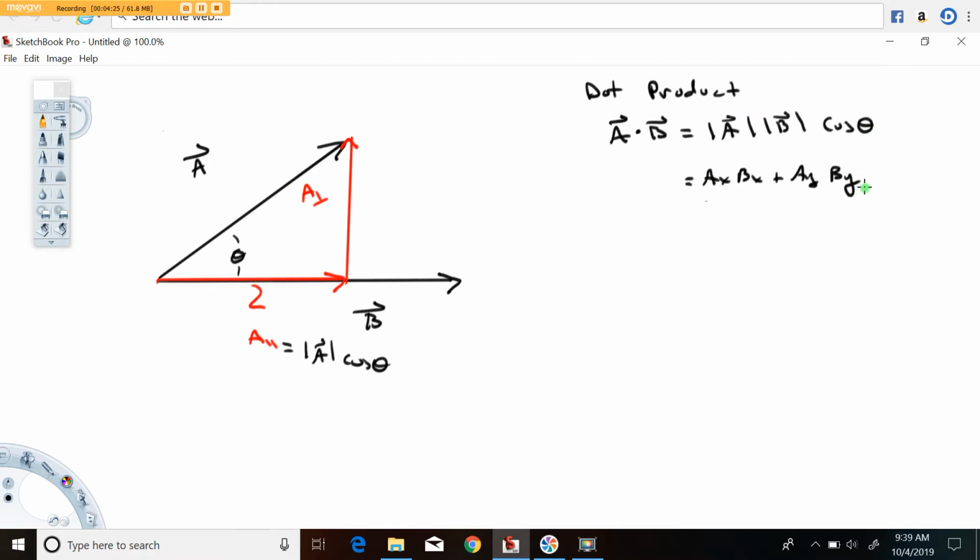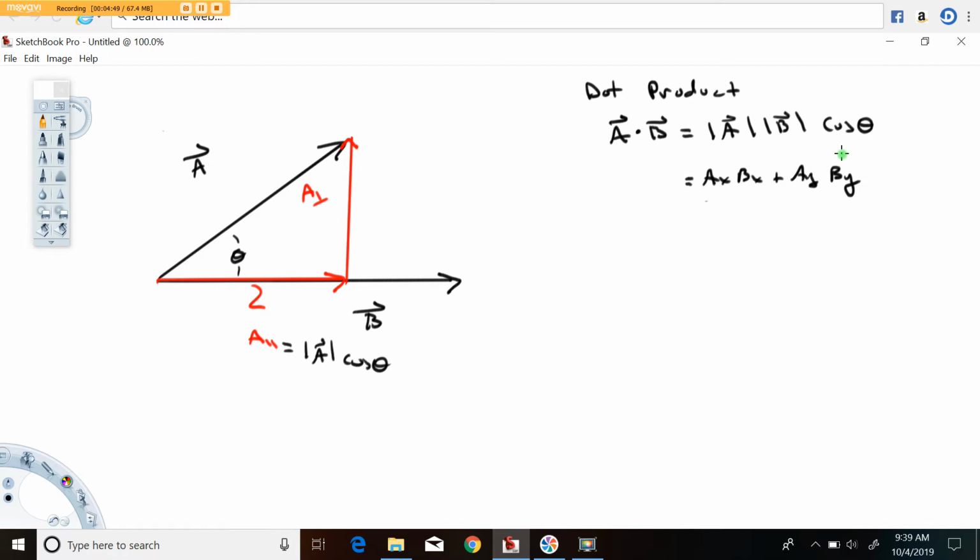It could be plus or minus, depending on the angle between them. When this angle is less than 90 degrees, the cosine is positive, and you get a positive value. However, say theta were between 90 and 180, like maybe 120 degrees. The cosine is a negative number at that point. So you can get a negative number out of the dot product.